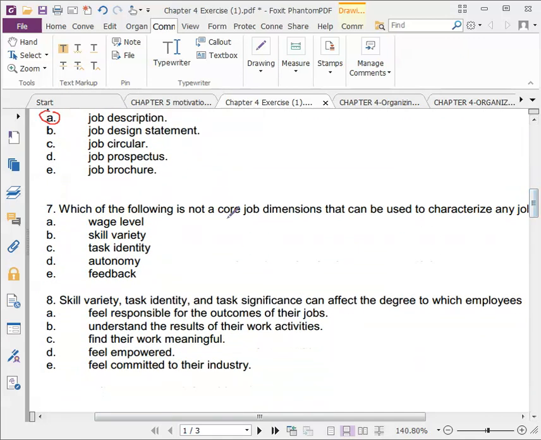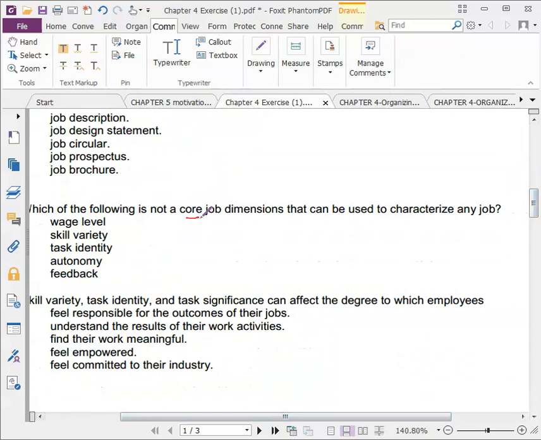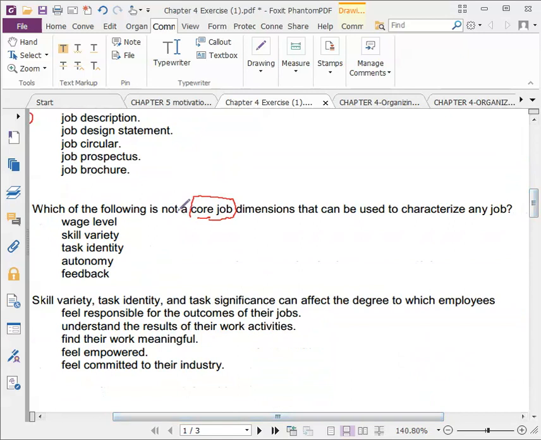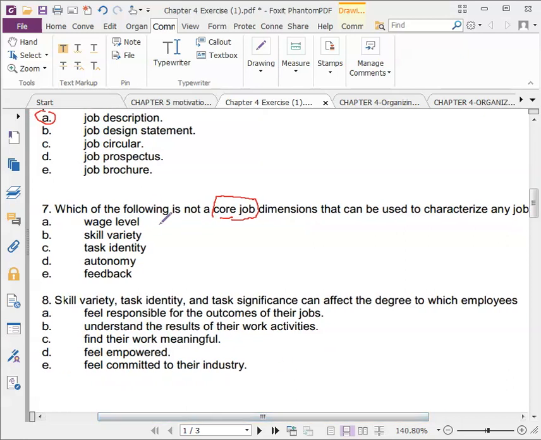Which of the following is not a core job dimension that can be used to characterize any job? Not a core job dimension. Which one is not a dimension that characterizes any job? Which of these is a dimension used to characterize the job? The answer is yes.